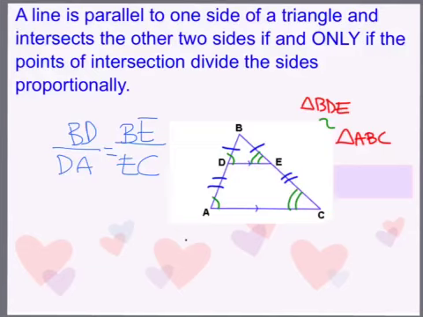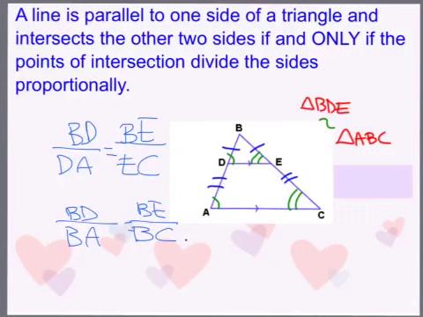and it intersects the other 2 sides, it cuts them into proportions. Now from this, we could also say that BD is in proportion to BA and BE is in proportion to BC because it's cutting it into proportional pieces. So we could also say that this part is in proportion to the whole, and this part is in proportion to the whole.